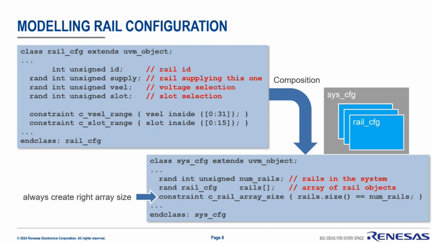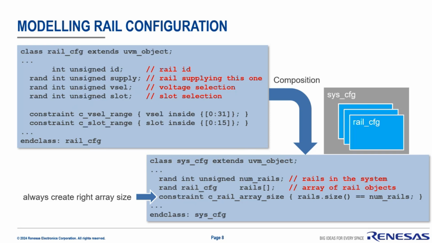So first of all, we can apply some constraints to those to say the V-cell range is going to be inside 0 to 31. We said that there were going to be 32 steps for all of those. So that's a common constraint we can apply to all of them. And another one is that the slot has to be inside 0 to 15, 16 slots. So that's common for all of the rails.